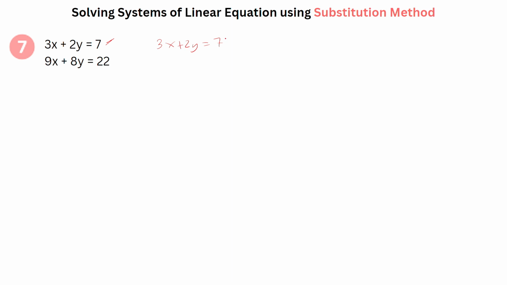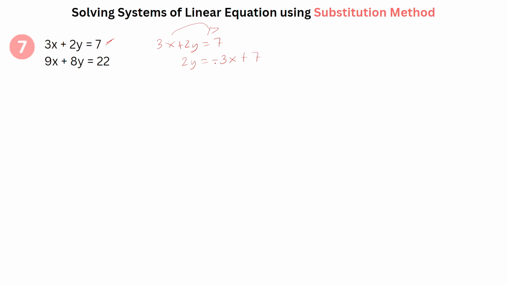Our goal is to separate one variable. Let's say, for example, we choose to separate the variable y. How do you separate the variable y? Of course, you have to transpose the 3x. So what we have now is 2y is equal to negative 3x, right? Because if it's transposed, and then plus 7.